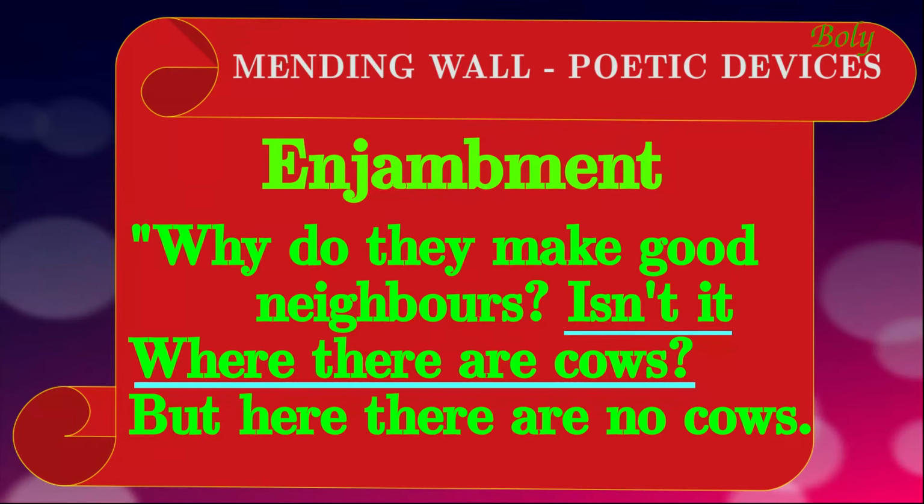For example, in Mending Wall we see the line, why do they make good neighbors? Isn't it where there are cows? But there are no cows. So the first line ends with the phrase, isn't it? But we know that it is not complete with that phrase. In the second line, it continues with the sentence, isn't it where there are cows? So here we see the example for enjambment. The idea of the first line is continuing in the second line and there is no comma or full stop in between these two lines.